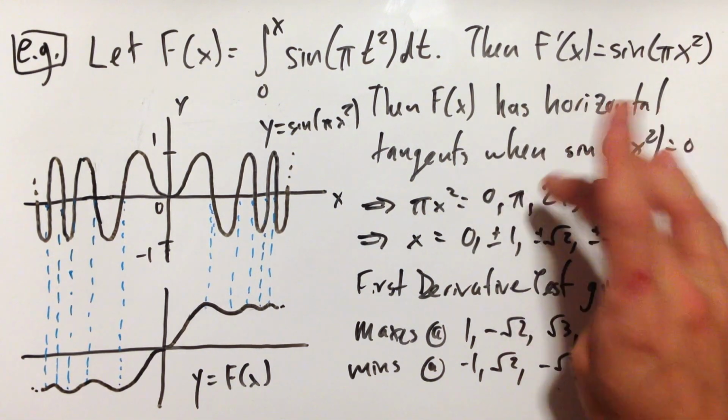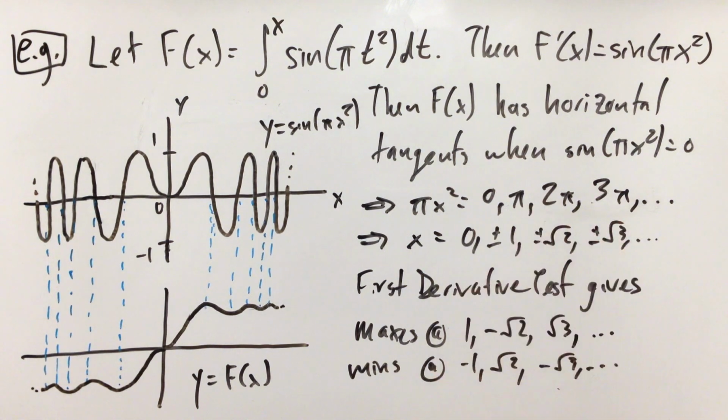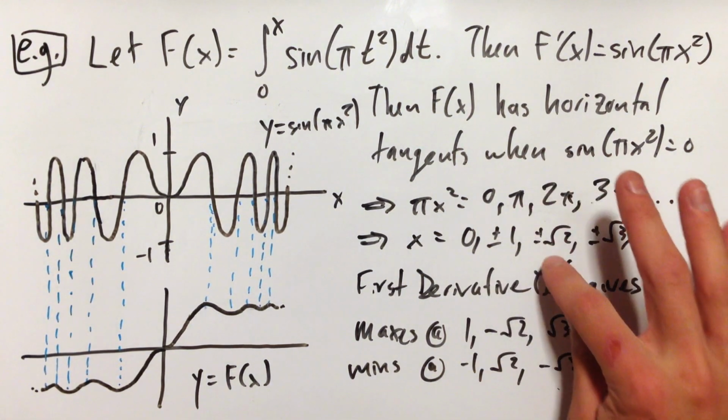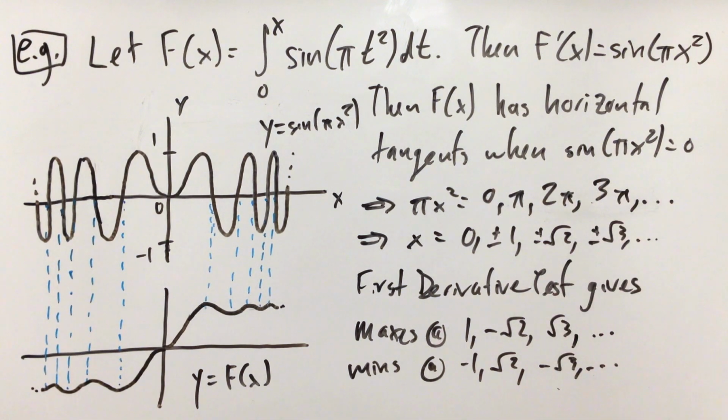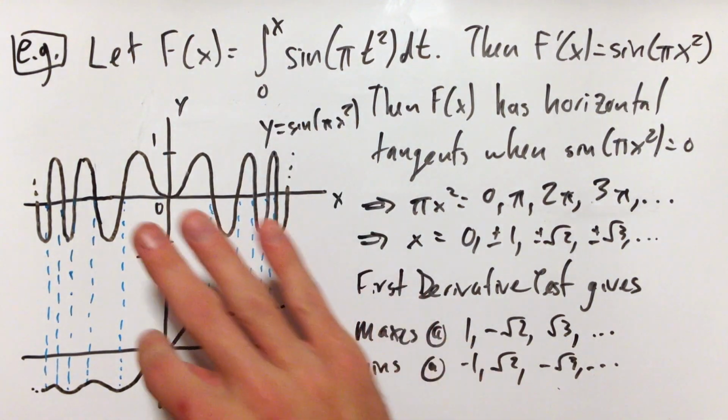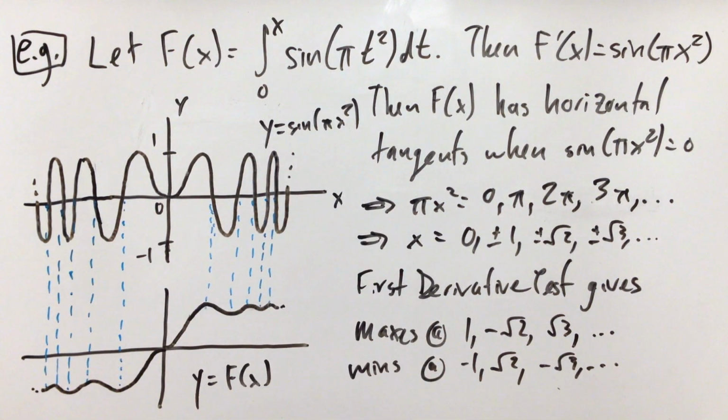which happens when pi x squared is equal to 0, pi, 2 pi, 3 pi, whatever, which happens when x is equal to 0, or plus or minus the square root of 1, which is 1, plus or minus root 2, plus or minus root 3, etc. Furthermore, the first derivative test tells us when we have maximums and minimums. At 0, the derivative goes from positive to positive, so there is no minimum or maximum. You might call that a saddle point.